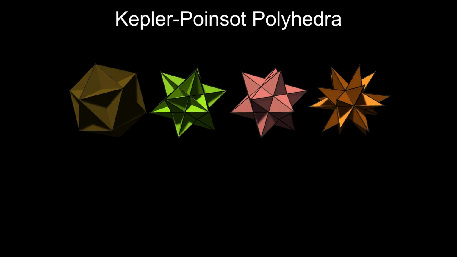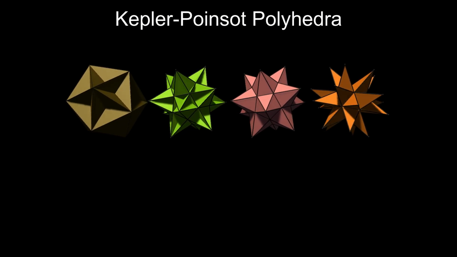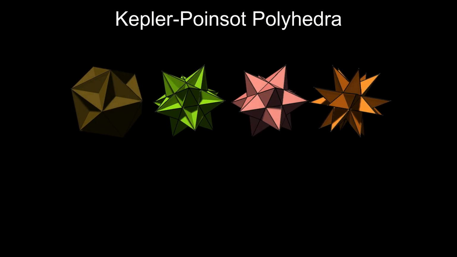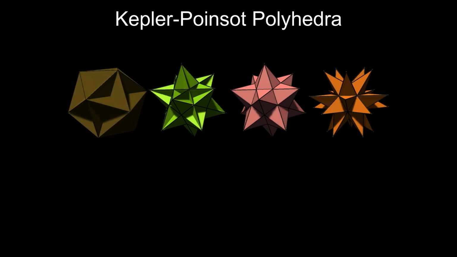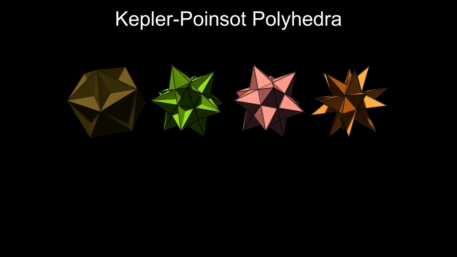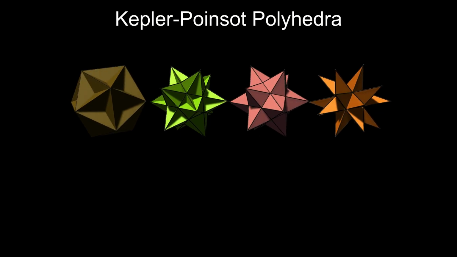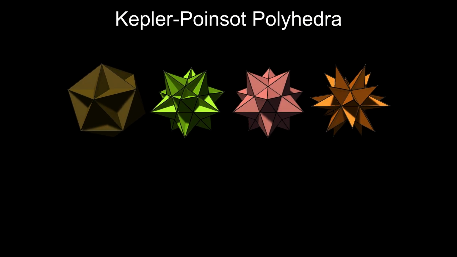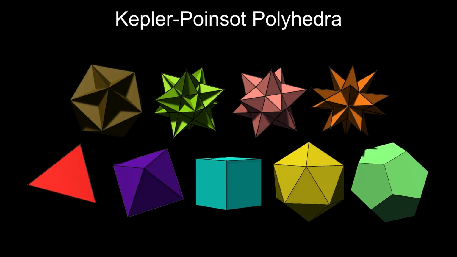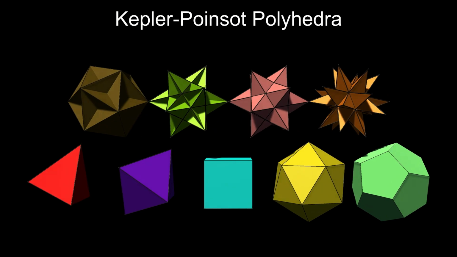The 4 polyhedra I've covered are known as the Kepler-Poinsot Polyhedra. They all have identical regular faces and vertices, and so are called regular polyhedra. The Kepler-Poinsot Polyhedra are the only 4 non-convex regular polyhedra. The 5 platonic solids are also regular, making a total of 9.